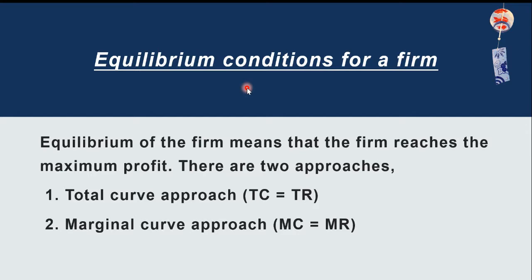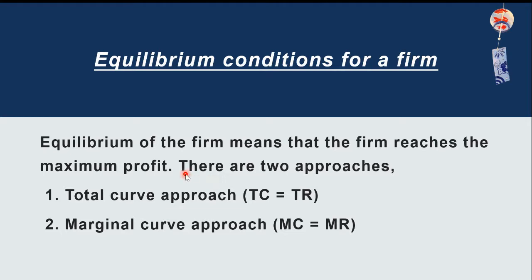So for this, there are two approaches. What are the two approaches? The total curve approach when TC is equal to TR, and the marginal curve approach MC is equal to MR. So equilibrium means that the firm reaches the maximum profit.